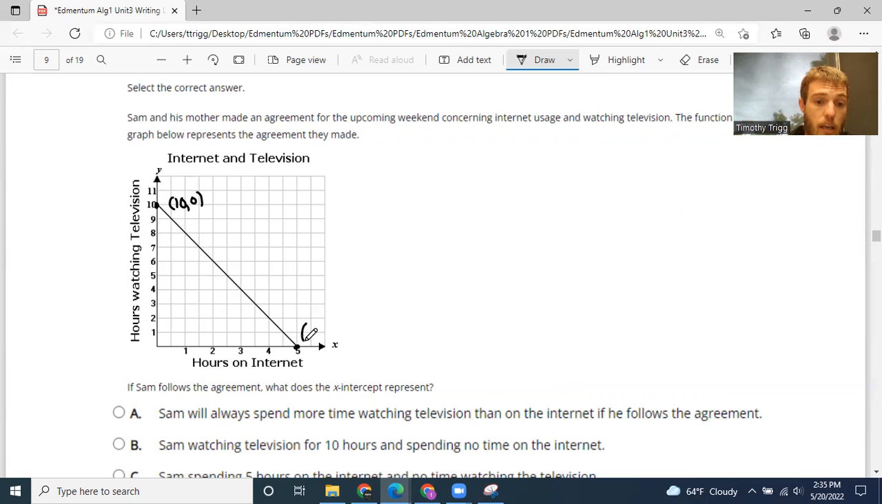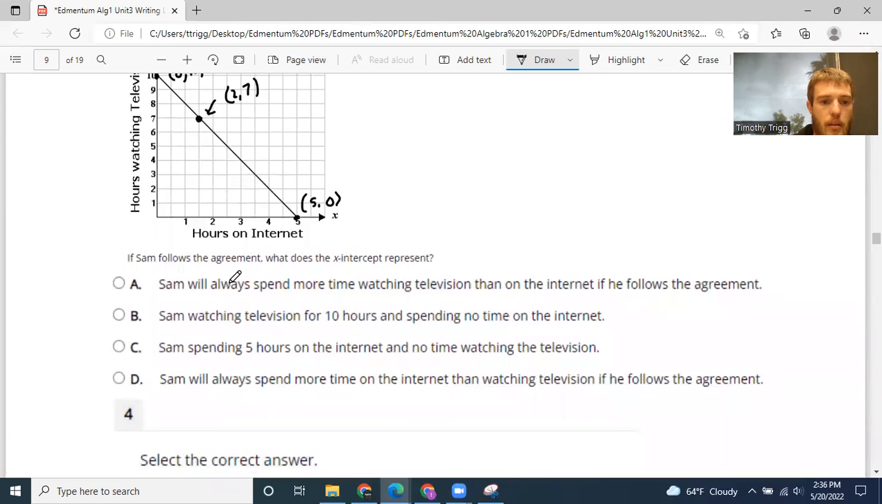And then, or he could do 0 hours of, whoa, I messed that up. This is 0, 10. So he could do 10 hours of TV with 0 hours of internet. Or another option, he could do 5 hours of internet with 0 hours of TV, right? And he can go somewhere in between, right? So this point represents 2 hours of internet and 7 hours of TV, right? 2, 7.